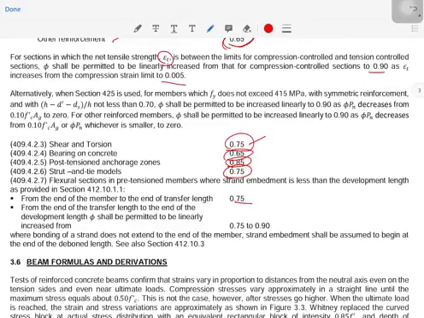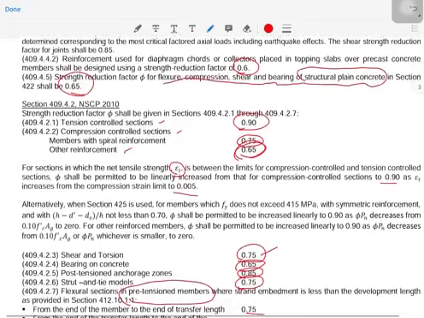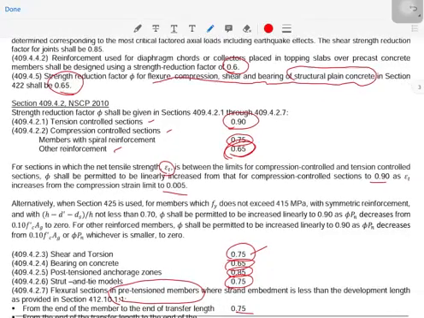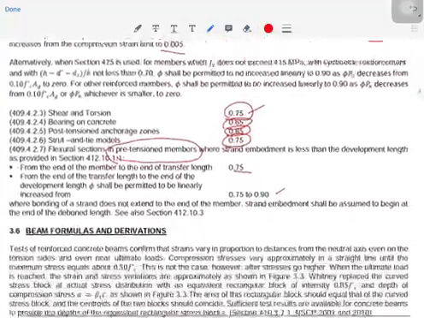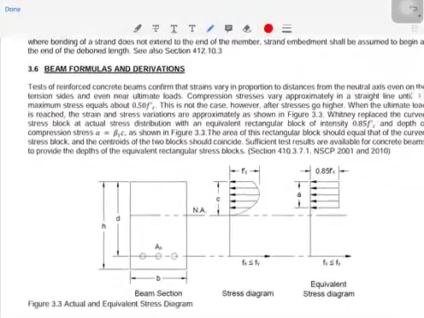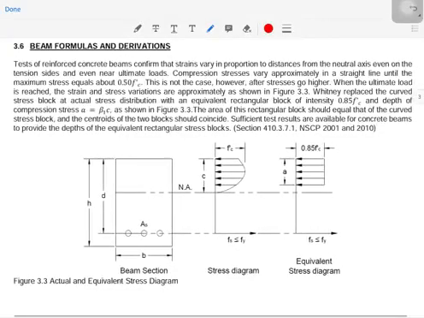Okay, so these are some of the factors for the flexural sections in pre-tension members. Hopefully you will be familiarizing yourselves with these factors, guys, because we will be dealing with them in our designs later on. Okay, so beam formulas and derivations.